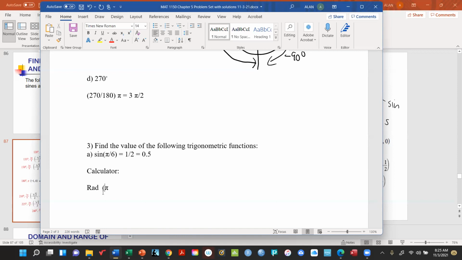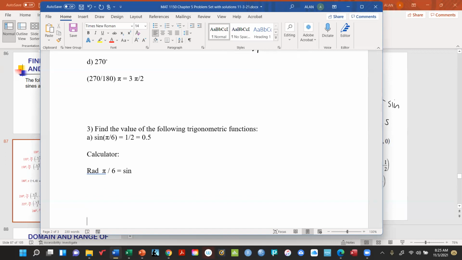Oh, no, I know what the problem is. Put pi divided by 6 equals, and then hit the sine button. Okay, that's what you have to do. I wasn't sure because I haven't really used this calculator's trig functions before. So in other words, the buttons are radian.